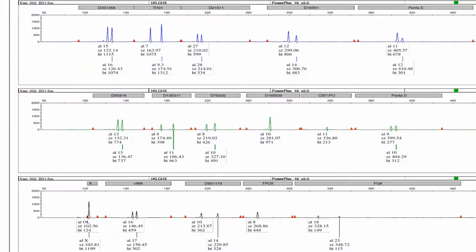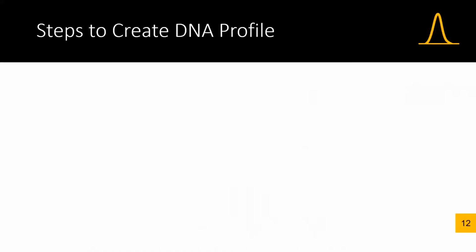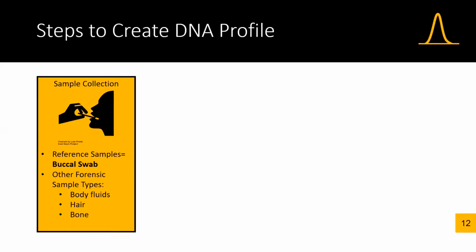So now that we sort of understand what DNA profiles look like and what information they can hold, how are they created? These are the steps to create a DNA profile. The first is sample collection. For reference samples, the most common type is a buccal swab, which is a swab from the inside of your cheek. Some other forensic samples, however, could be other bodily fluids that could have been collected from crime scenes. So examples of mucus or saliva or blood, as well as hair or bone, among many, many other types.